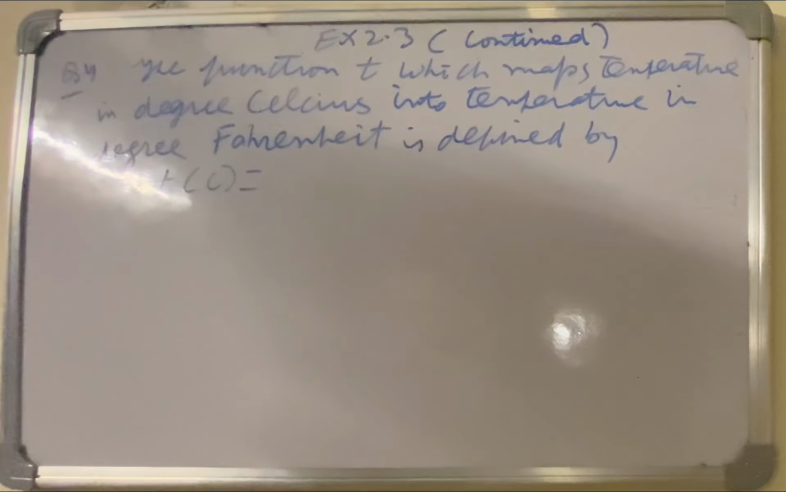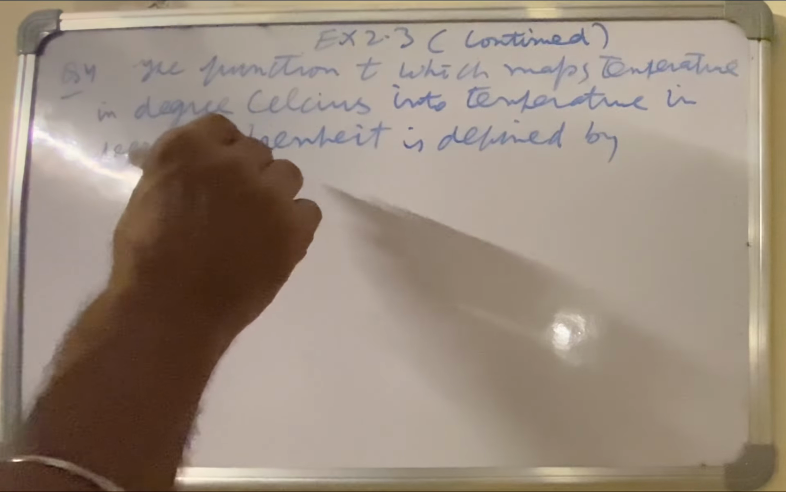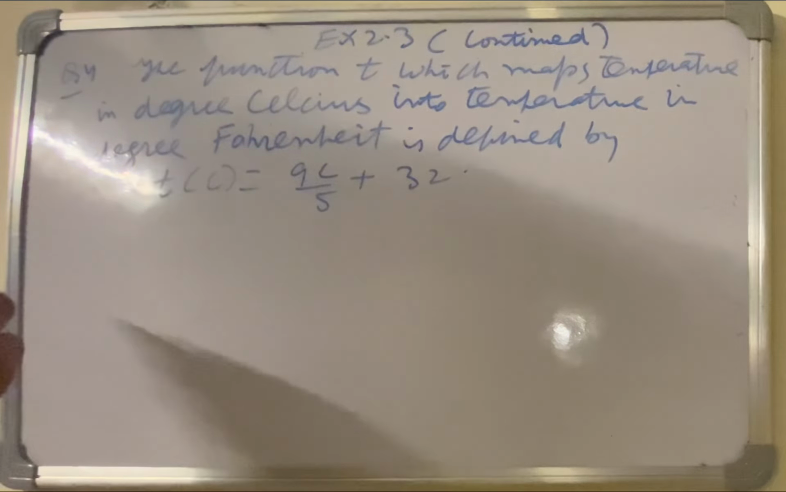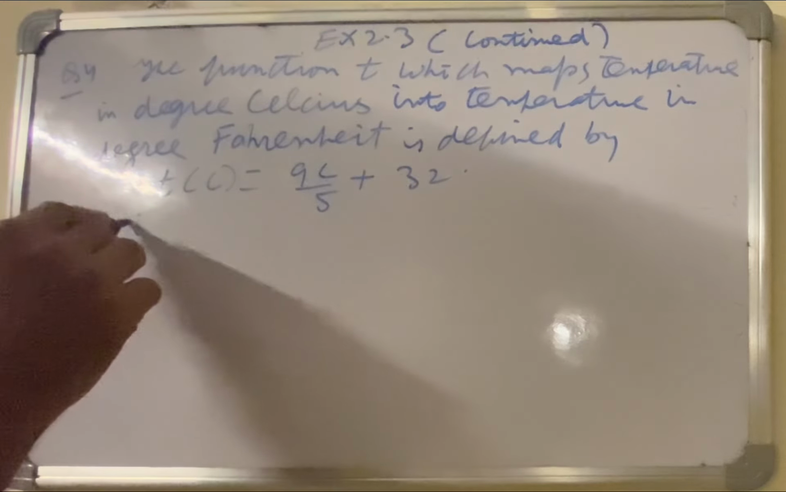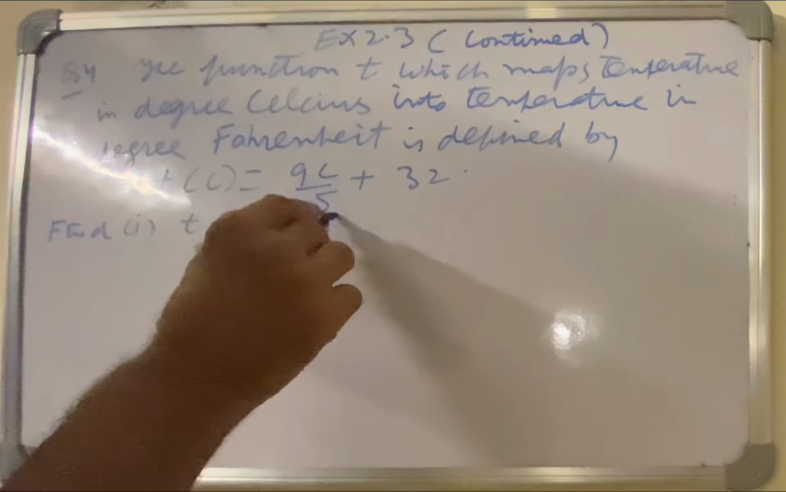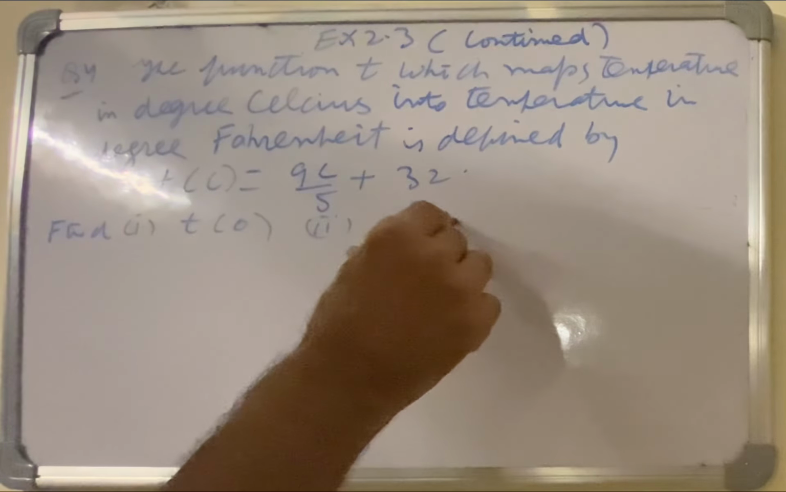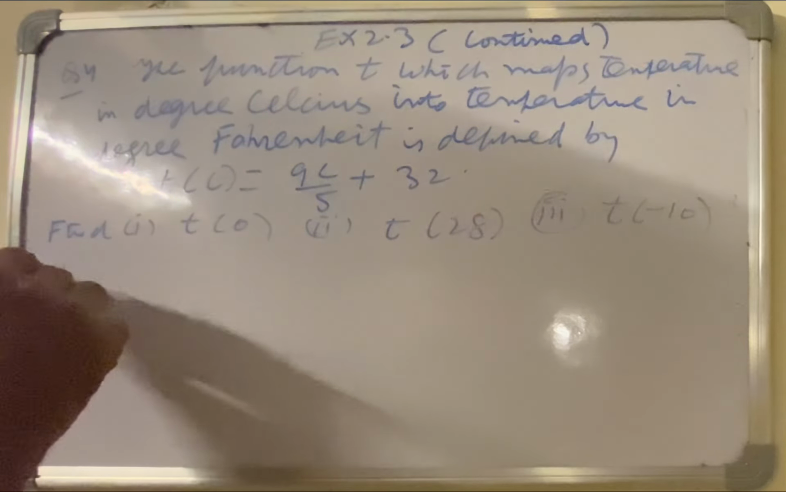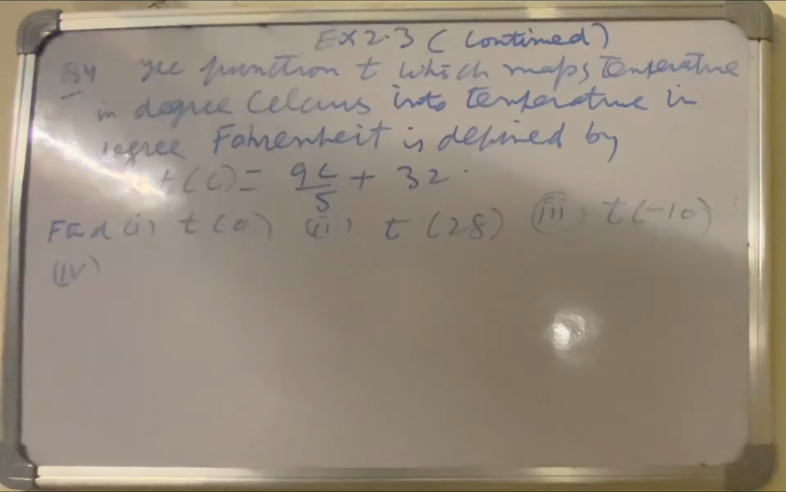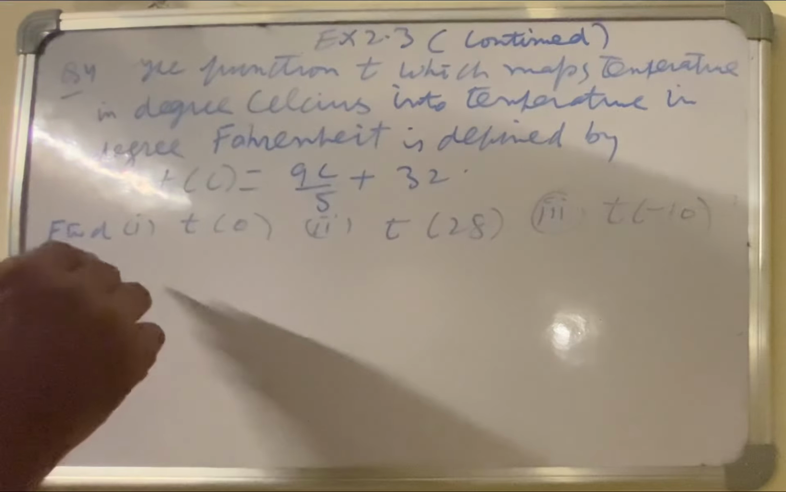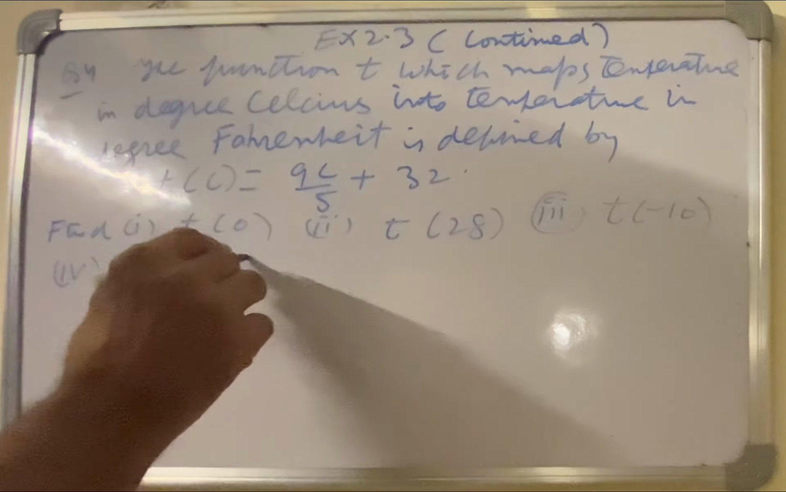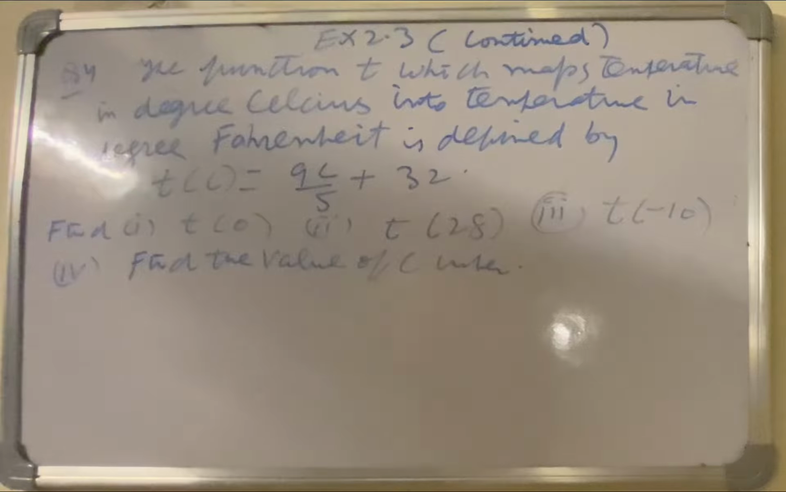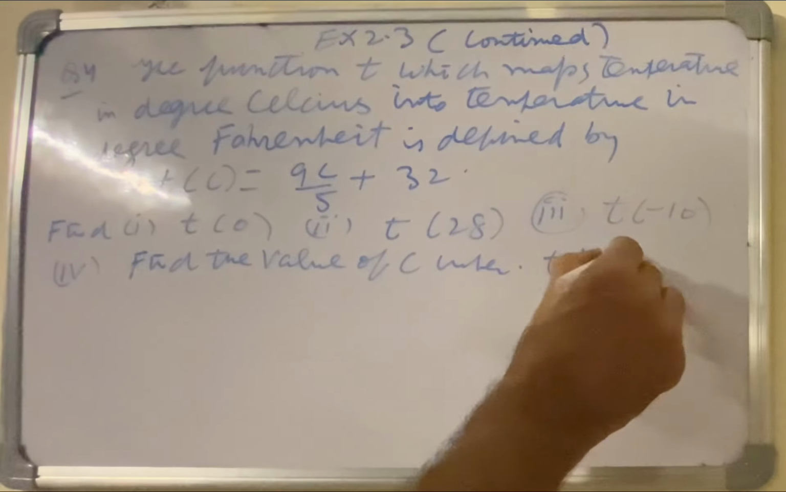T(C) is equal to 9C over 5 plus 32. Find part 1, T(0), second part, T(28), third part, T(minus 10), fourth part, find the value of C when T(C) is equal to 212.